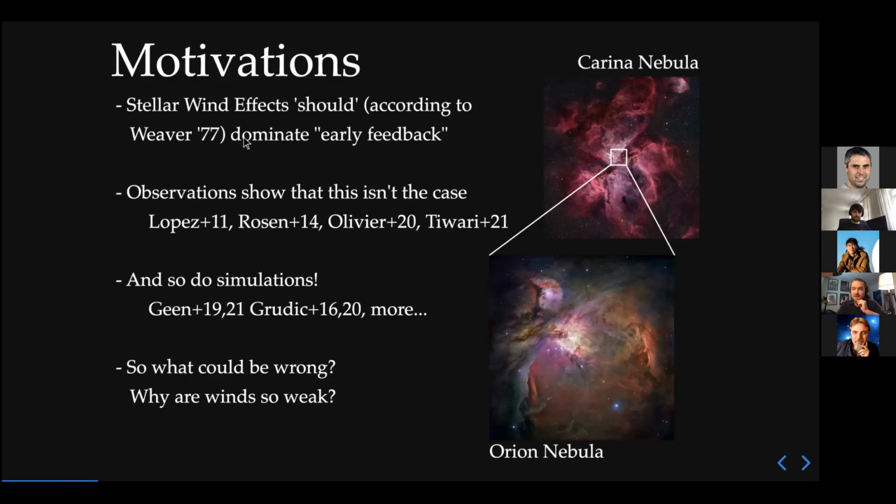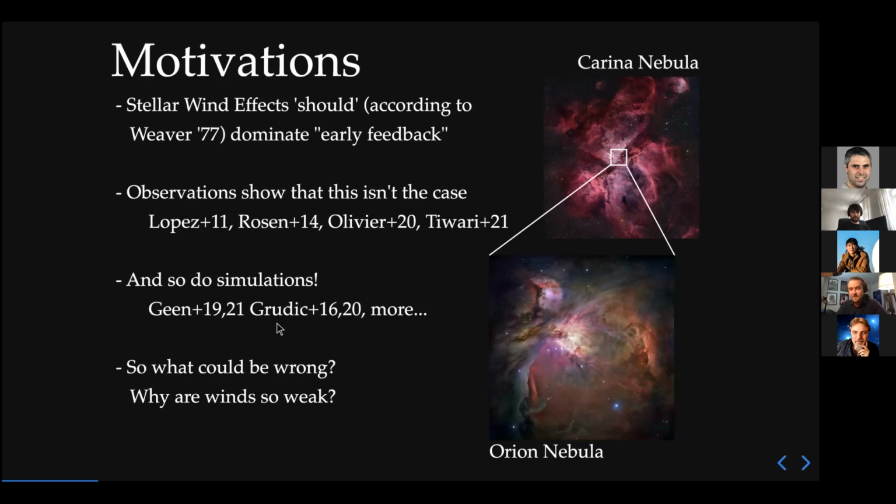So if we think about stellar winds in the context of this classical Weaver model, they should dominate early feedback processes. However, if we look at observations that have been coming out over the past 20 years or so, they show that in general, this isn't the case. These mostly are observations of the X-rays that you would observe from the hot gas. And these X-ray luminosities are much lower than you would expect for the classical Weaver solution.